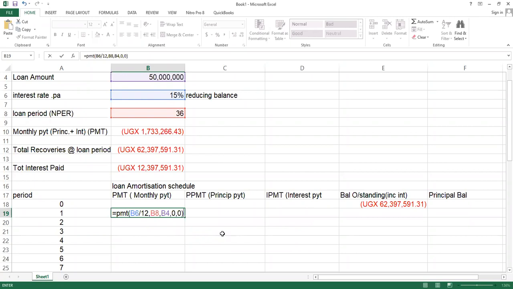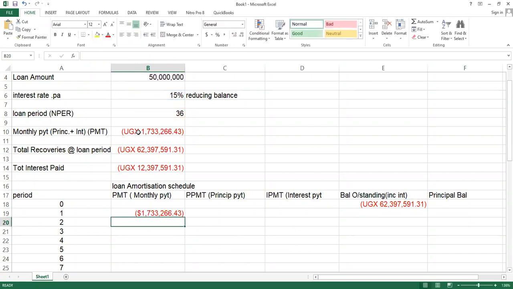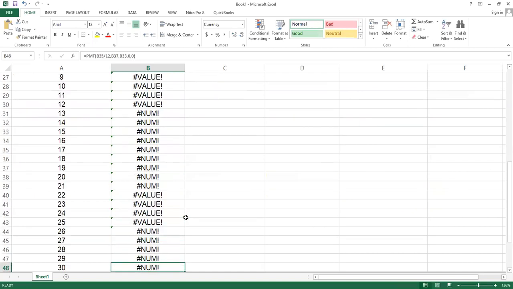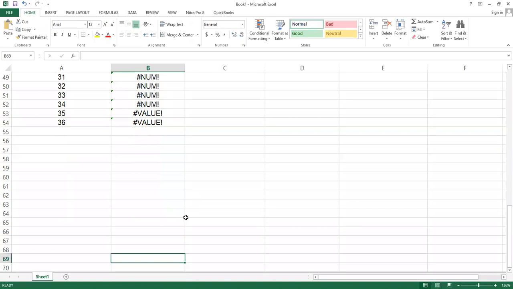Now, of course, if I press enter, it will give me this amount. But this amount should be the same right away from period 1 up to period 36. So if I press enter, it is going to give me that. Don't mind about the dollars because I can always format my figures to the appropriate currency. Now, if I scroll down or I right click like this, you see, it is not going to give me the rest of the figures.